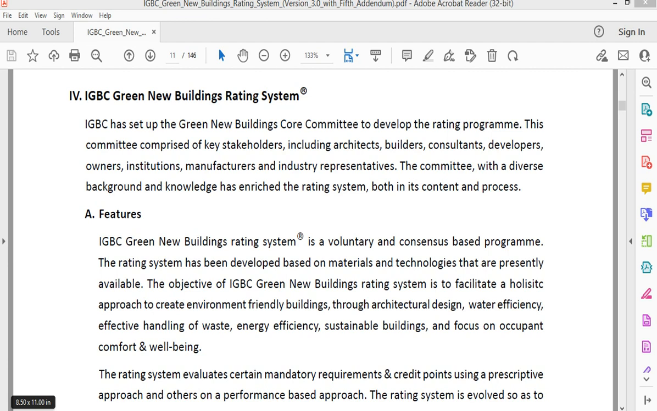Now let us look at the features involved in the IGBC rating system. The IGBC rating system is actually a voluntary and a consensus based program. Consensus here refers to something which is agreed upon by everyone. So the rating system has been developed based on the materials and technologies which are available in the market. The objective of this rating system is to facilitate a holistic or an overall approach in order to create environmental friendly buildings through the architectural design, the water efficiency, the effective waste handling, energy efficiency, and lastly focus on the occupant comfort and well-being.